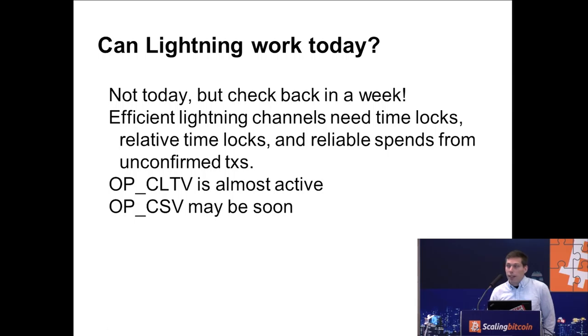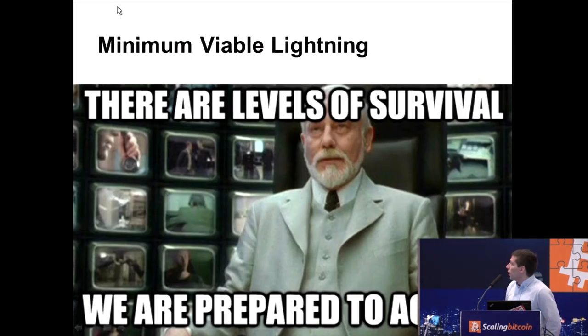So can Lightning work today? Well, maybe not today, but check back next week, because BIP 65, I believe, is going to be active pretty soon. However, with just BIP 65, you don't really have enough. Efficient Lightning channels need time locks, relative time locks, and the ability to reliably spend from an unconfirmed transaction, which is sort of what the segregated witness talk was about. But OP_CHECKLOCKTIMEVERIFY is almost active, and in a week or two, you can probably actually use it on mainnet. And OP_CHECKSEQUENCEVERIFY may be active soon.